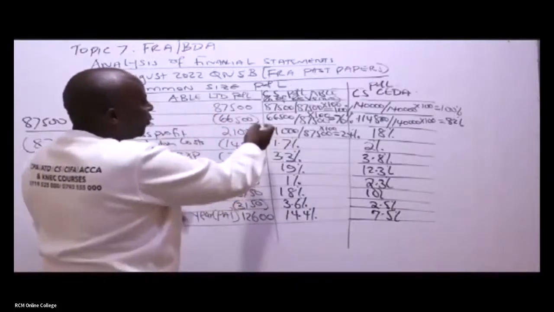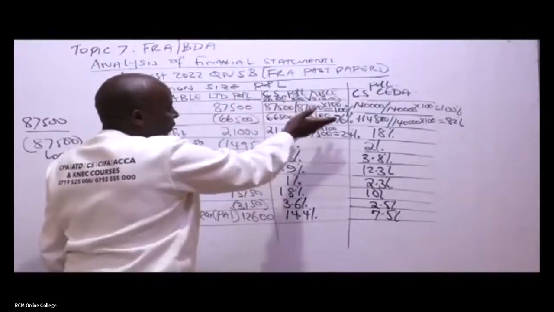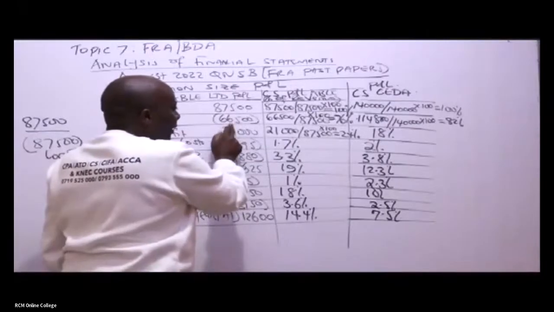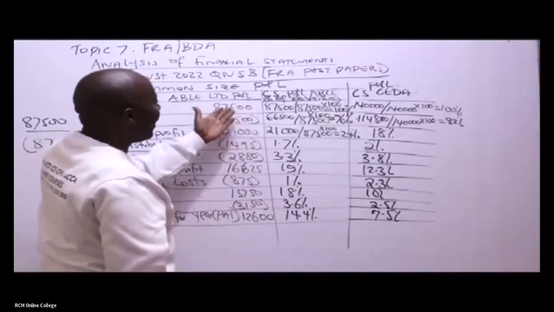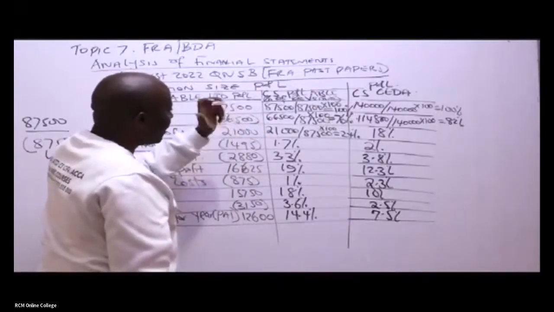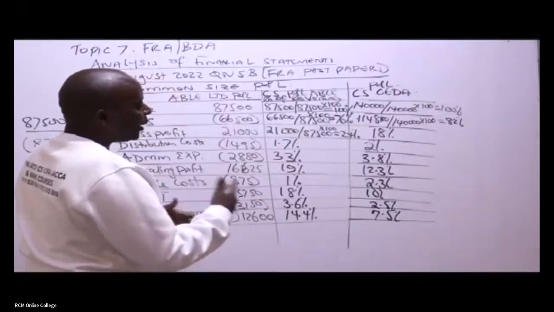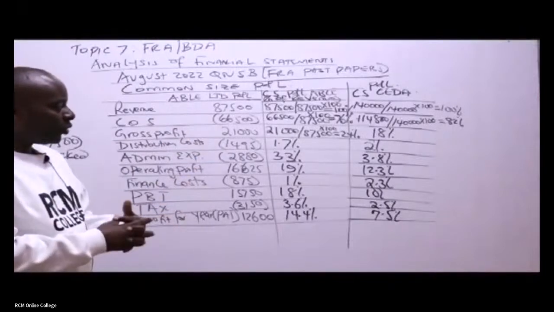So that's what we did. We started with 87,500 divided by the same figure, which gave us 100%. We came to the second number, which has to be presented in terms of the revenue for Able. So 66,500 divided by this, 21,000 divided by this. This is the baseline for all the numbers, and then you multiply by 100. Once you get a few, Basoga will be able to watch this video later on.